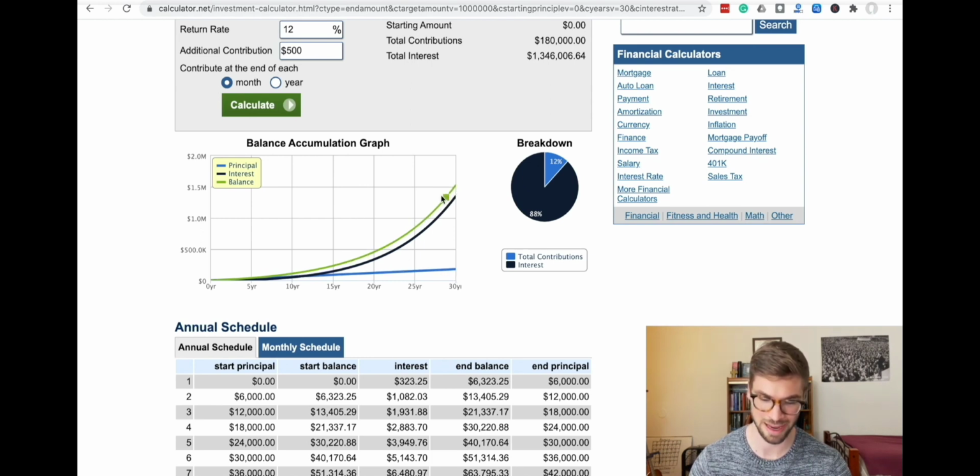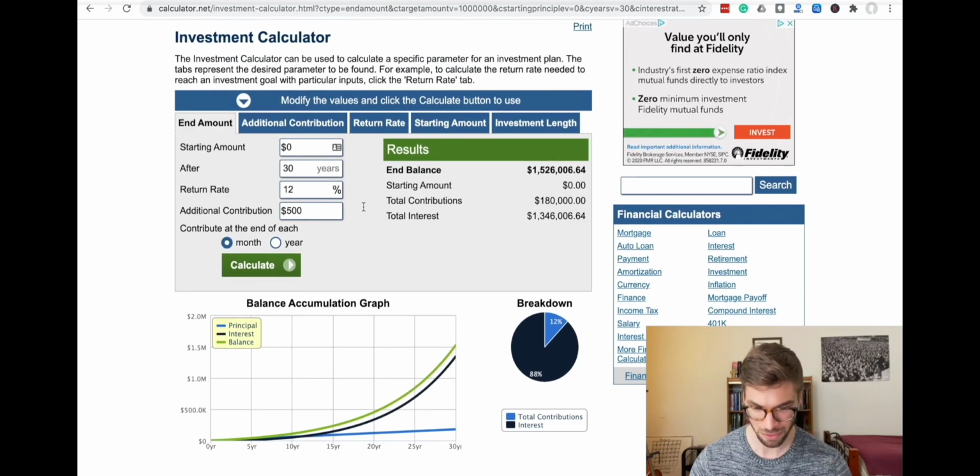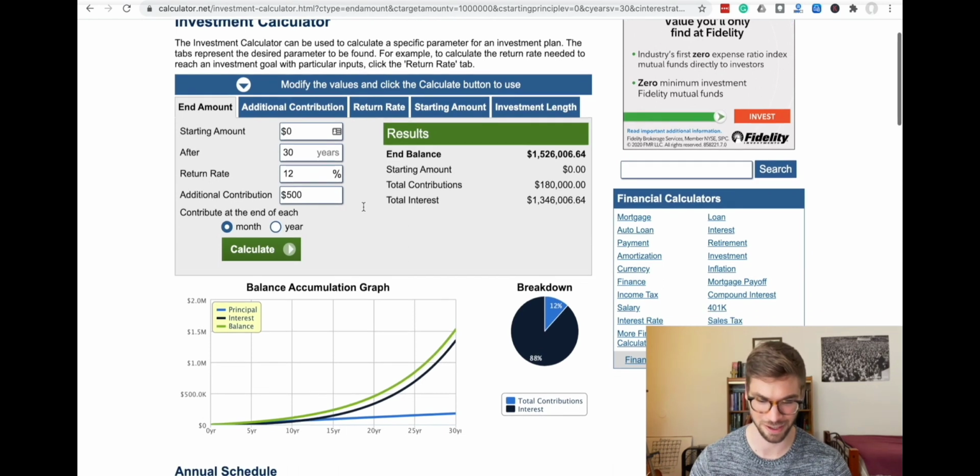So as you go through 25 years and 30 years, this curve gets even more and more dramatic. Now, with this fourth example, you're going to see the curve get even more dramatic.